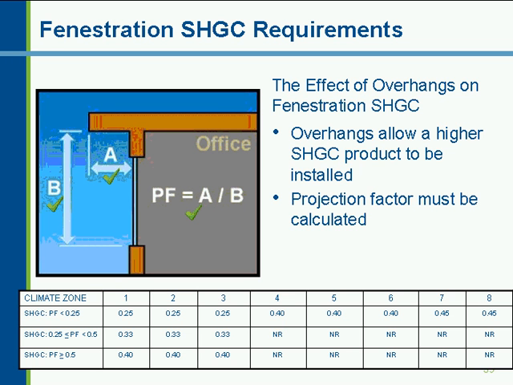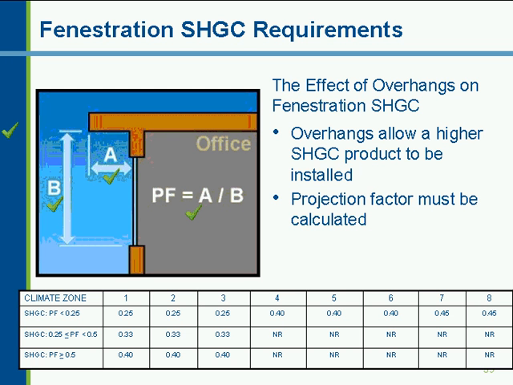So, for example, if my horizontal dimension is 4 feet and my vertical dimension is 6 feet, I divide 4 by 6 and come up with a projection factor of 0.67 if my math is correct. I then take that projection factor back into the solar heat gain coefficient table that we were looking at earlier under the fenestration, and that would be greater than a 0.5 projection factor, and that would then allow me to install a piece of glass with a less stringent solar heat gain coefficient.